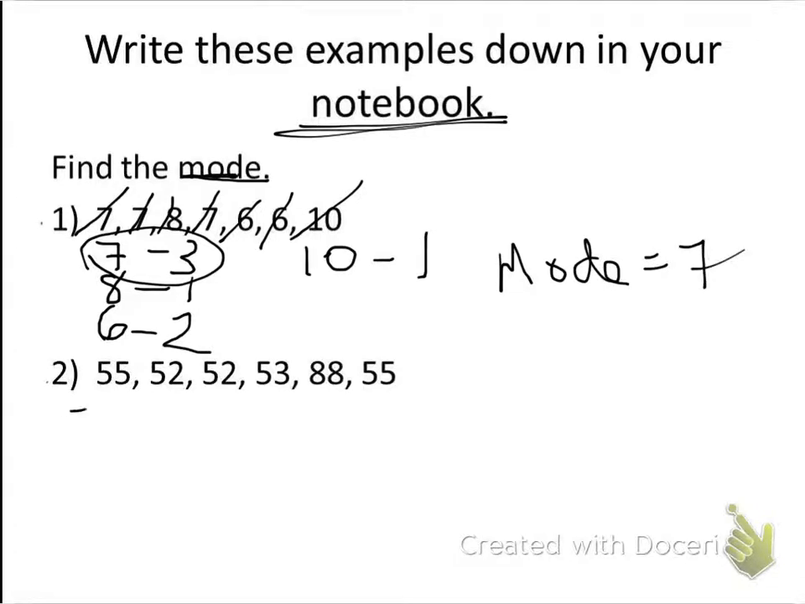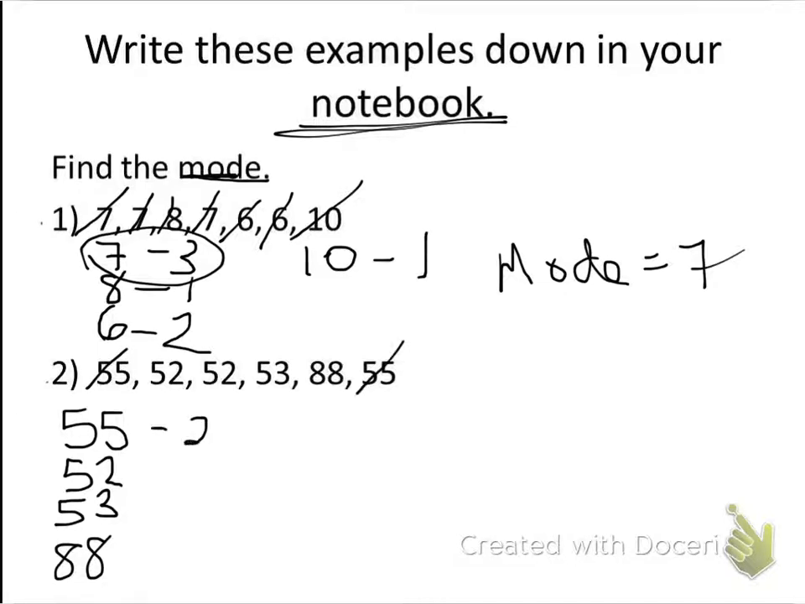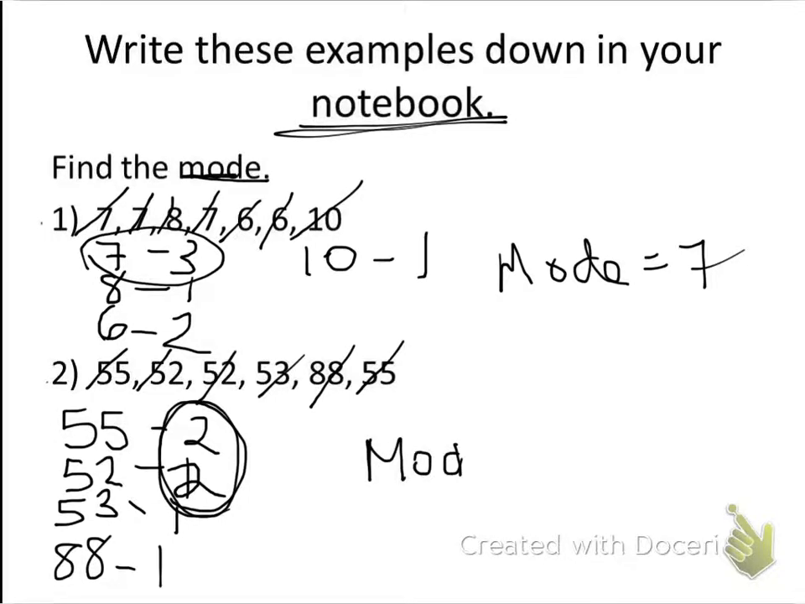Next one, 55, 52, 53, and 88. We have 1, 2 55s, 1 52, oh no, sorry, 2 52s, 1 53, and 1 88. Okay, this is an interesting situation because we have something that occurs twice. So in this situation we have two modes. The mode is 55 and 52.